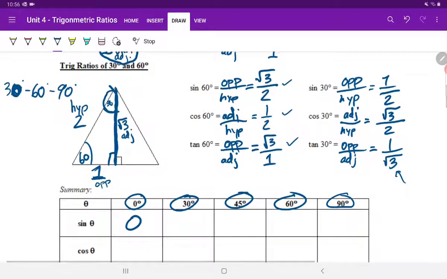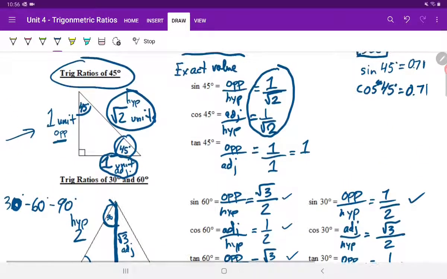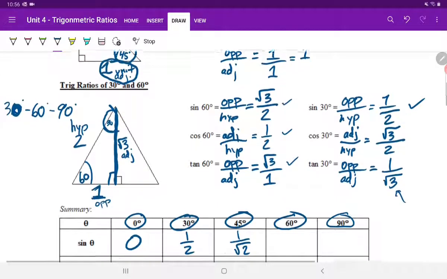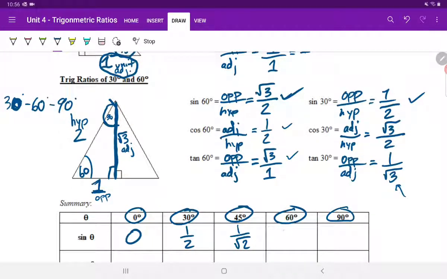Sine of 30 is 1/2. Sine of 45 is 1 over square root 2. Sine of 60 is square root of 3 divided by 2. And then the sine of 90, again, I'm not going to get into the math as to why this equals 1, but punch this into your calculator, you'll get 1. And when we do the unit circle in our next lesson, I'll attempt to explain a little bit more as to why the sine of 90 equals 1.